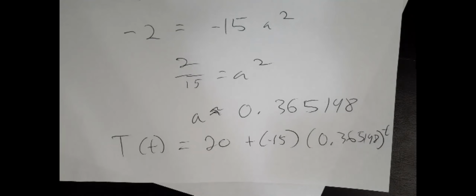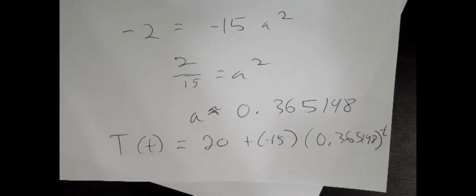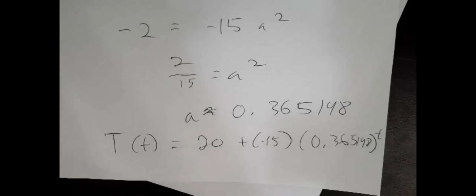And if we do 2 hours and we multiply that by minus 15 and we add that to 20, does that give me the 18? Gets me to the 18. It's not pretty, but it will get us there. That is what the model looks like. So now they're going to ask us 2 different things.